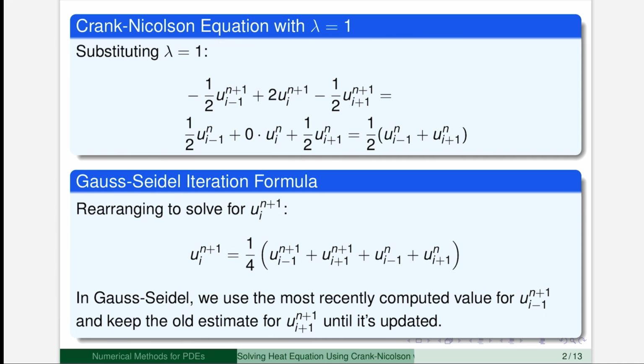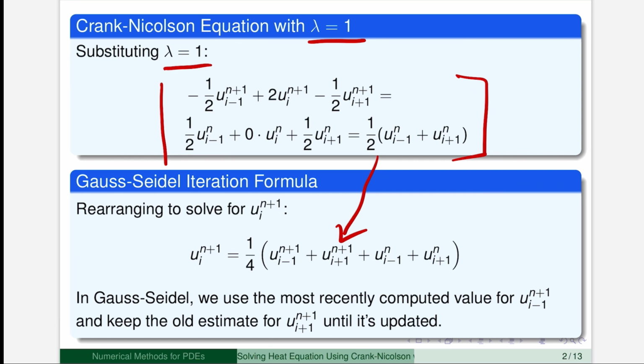The earlier video already discussed how to get the Crank-Nicolson equation. So here is the special case of the Crank-Nicolson equation, lambda is equal to 1. If I substitute lambda equal to 1, the equation becomes like this. And then if I reorganize, the equation becomes u_i^(n+1) is equal to 1/4 (u_(i-1)^(n+1) + u_(i+1)^(n+1) + u_(i-1)^n + u_(i+1)^n). So this is the reorganized equation.